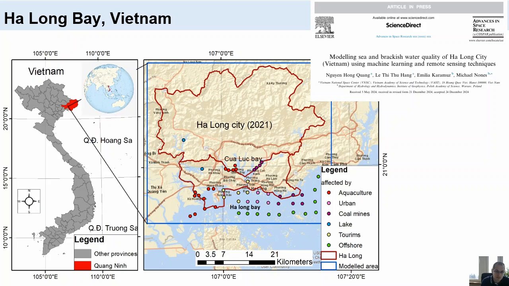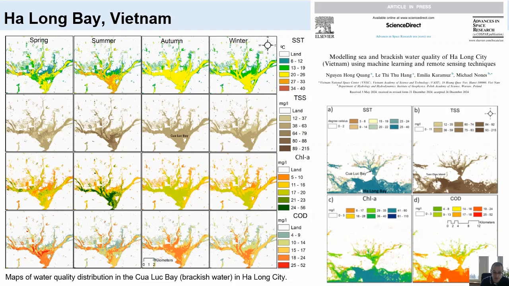deposit, in this case coastal environments. This is a transitional area in Vietnam, the Ha Long Bay, which is a highly touristic area. And here we analyze both suspended sediments concentration and water quality parameters and how the different seasons influence this.